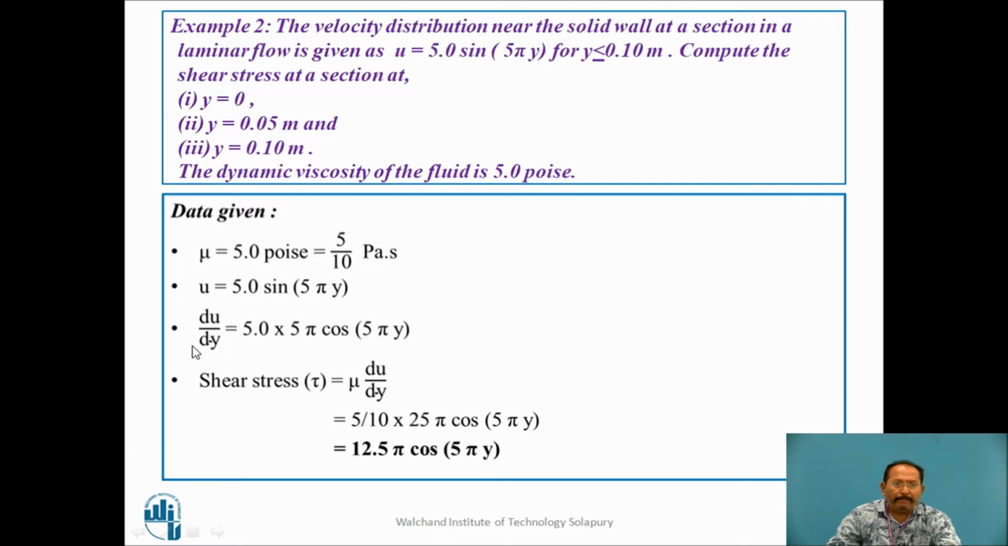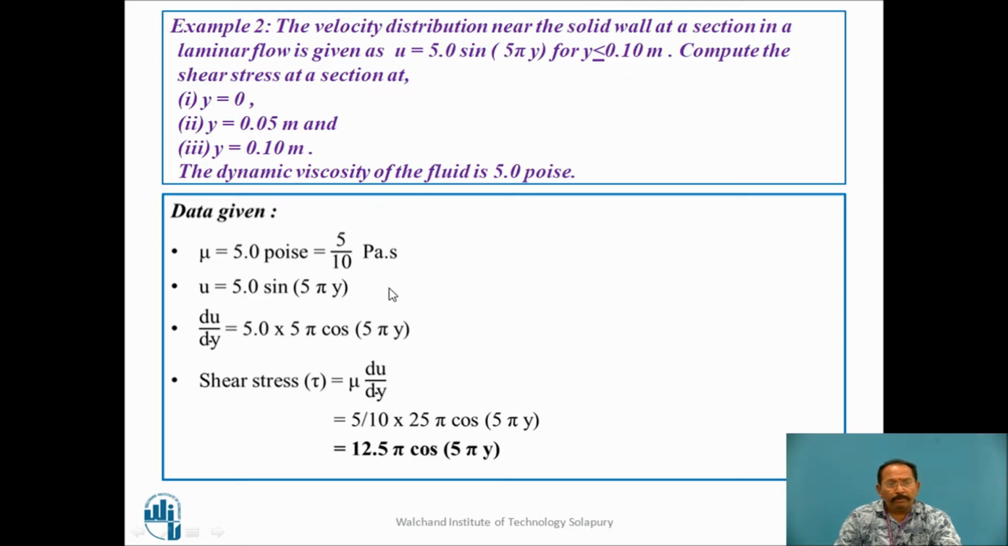This is the only important step in this problem. Remaining everything you have to put into the equation only. So shear stress tau, which is our basic important equation, is equal to mu into du by dy. Mu is 5 by 10, and this is 5 into 5, 25 pi cos(5 pi y). This is your answer. See, what is the important step in this? That is the derivative, du by dy, for this particular velocity.